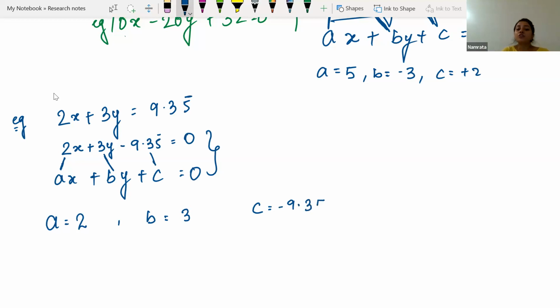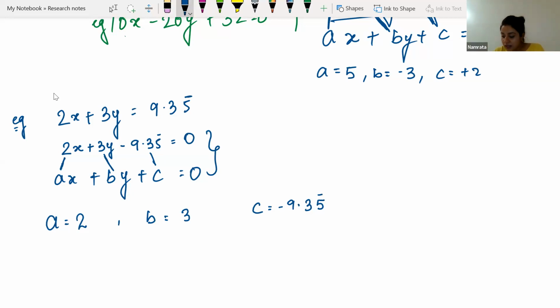9.35. Here we have to be very careful with the sign. Instead of minus 9.35 with the bar on the head, if you write plus 9.35, that is incorrect, because there is a huge difference between a negative number and a positive number. Plus 2 and minus 2 are completely different from each other. Got it?